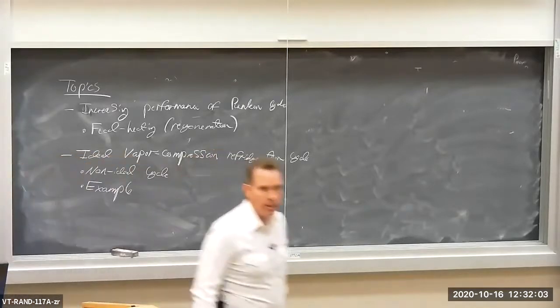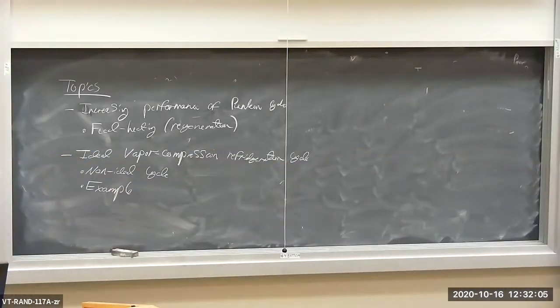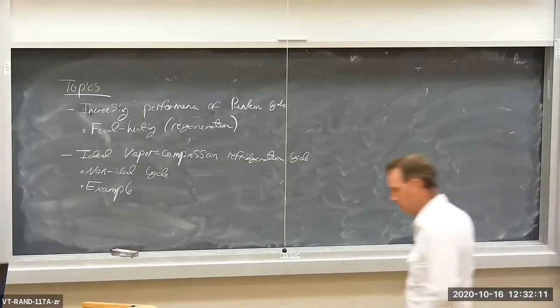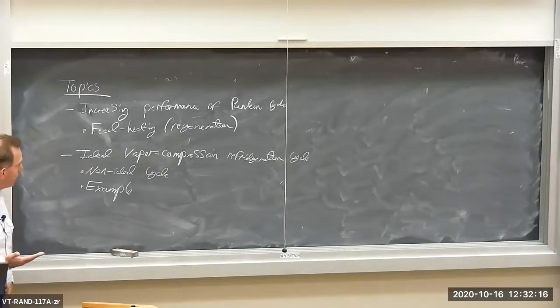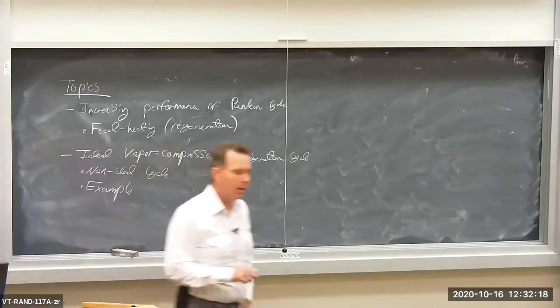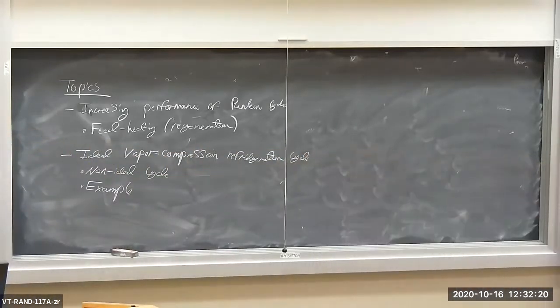So let's finish off vapor power cycles here, the Rankine cycle. We did a fairly in-depth example. Took a little bit of time last time to go through and do a fairly in-depth example. So let's finish up the Rankine cycle by talking about strategies for improving performance of the Rankine cycle.